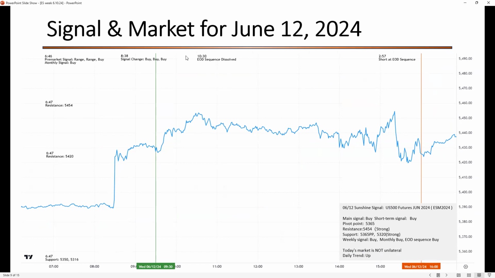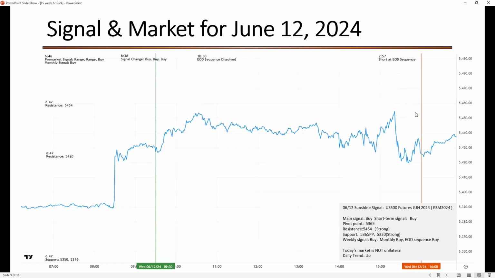And at 10:30 here, we initially had a long at EOD sequence that was dissolved. And what that tells us is that it's possible that the market will not dip to provide a long opportunity. Or if the market does dip, that we should not try to go long. We should just let it drop and see what the price does. So the market pretty much either chopped and then went up towards the end of the day. And then at the end of the day, we have a short EOD sequence.